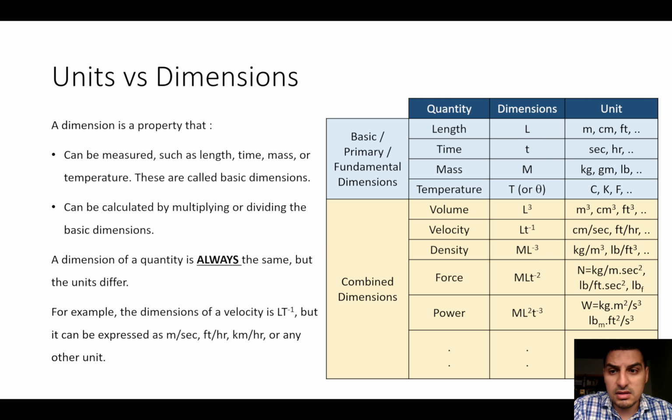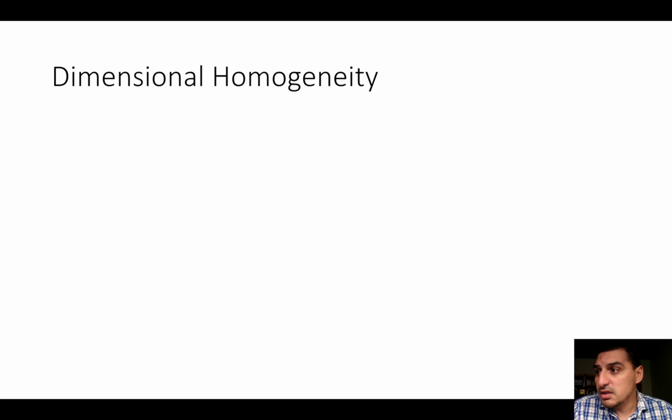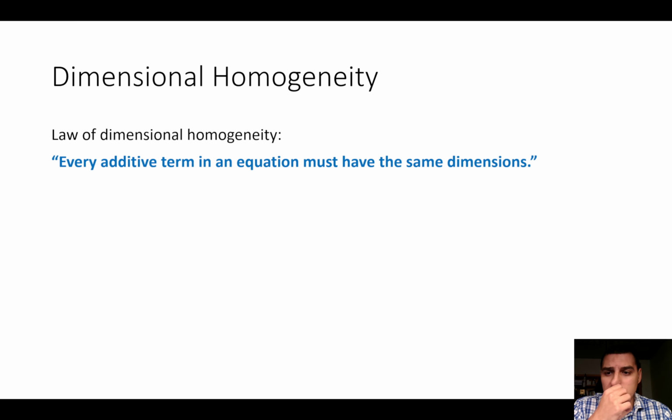The units and dimensions are something that we covered in the introduction to mass balance, so this should be a very well-known thing. The second thing here is a law called the law of dimensional homogeneity. It states that any two terms can be added only if they have the same dimensions. We cannot add, for instance, mass to time, or length to force, so the two terms must have the same dimensions.